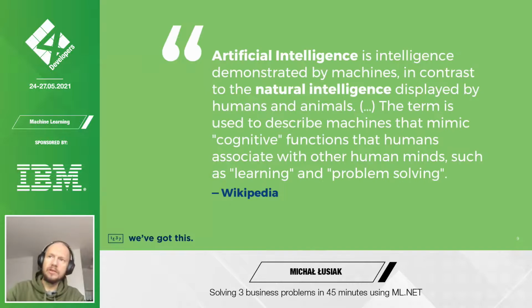If you look at the definition, artificial intelligence is a wide and less defined concept. Basically it's a form of intelligence demonstrated by machines that resembles human intelligence, like learning and problem solving. And I personally feel that AI is this kind of rabbit we're chasing, but we'll never get there.